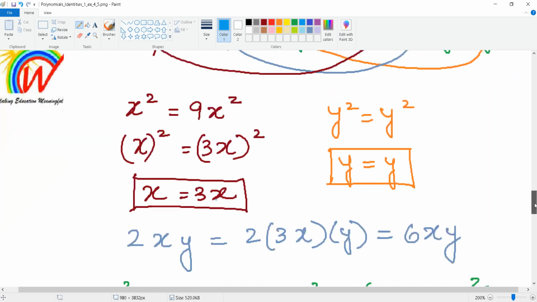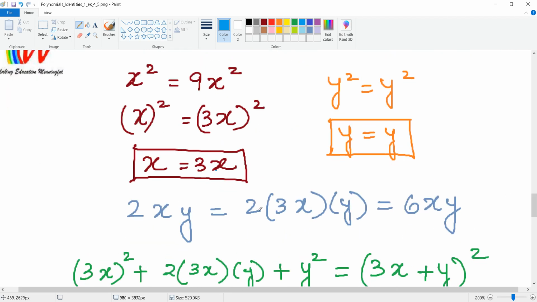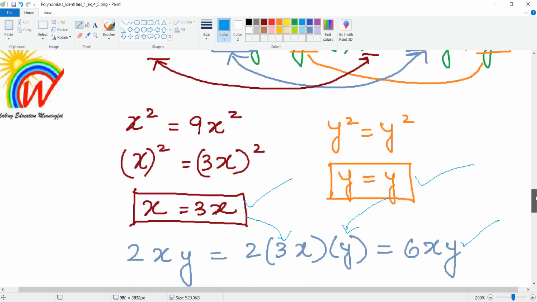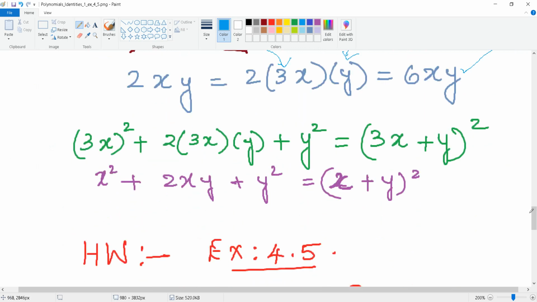Alright, so now we will check for the middle term also. In place of 2xy, we have got 6xy. So let's see if it actually gives you 6xy. So for 2xy, let me put 2, x is 3x, so put 3x, and y is y, so put y. So 2 into 3x into y is going to give you 6xy. So that's perfectly satisfying. So our x is 3x and our y is y itself. So if you use the formula x plus y the whole square, x is 3x and y is y, so this is the whole square. So this is the answer.